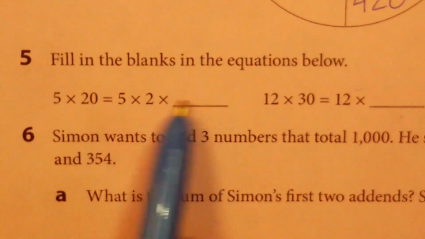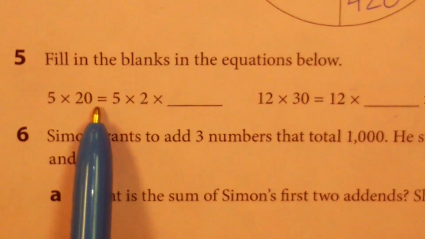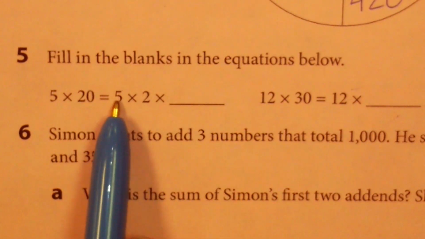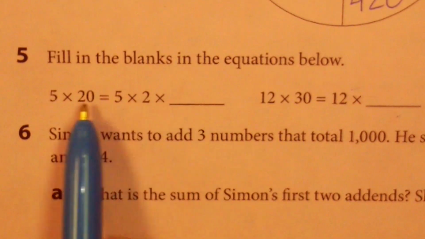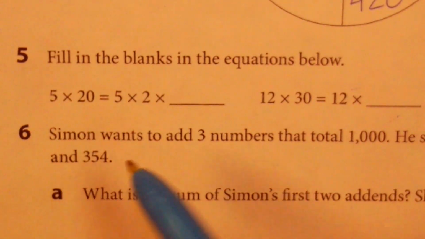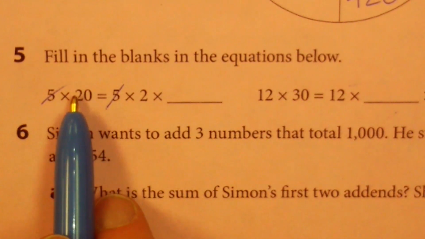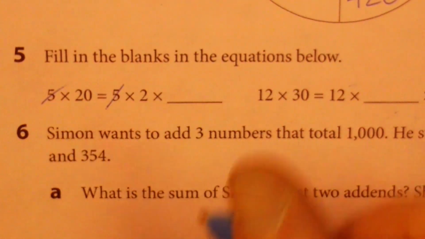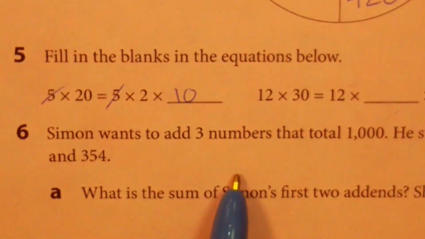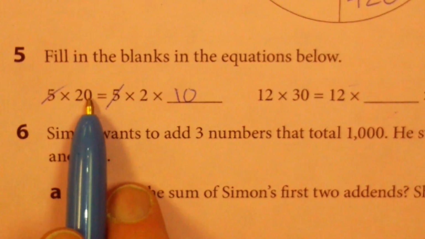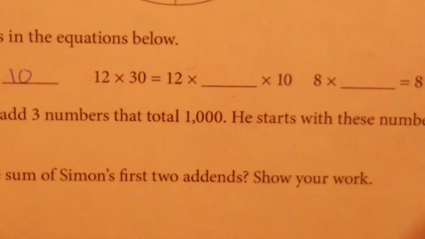This is balancing equations. We're not coming up with an answer. I don't need to know that 5 times 20 is 100. What I need to know is 5 times 2 times what is the same as this. I already have the 5's covered. 5 and 5, they're good. How do I get 2 to equal 20? I'm going to take it times 10. So now I have 2 times 10, which is 20. We're trying to balance these equations out.